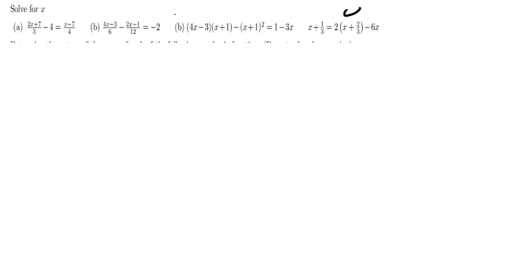This one. Okay, let's solve this one. Now, this question is very simple. What we are supposed to do here, guys, is simple and straightforward.